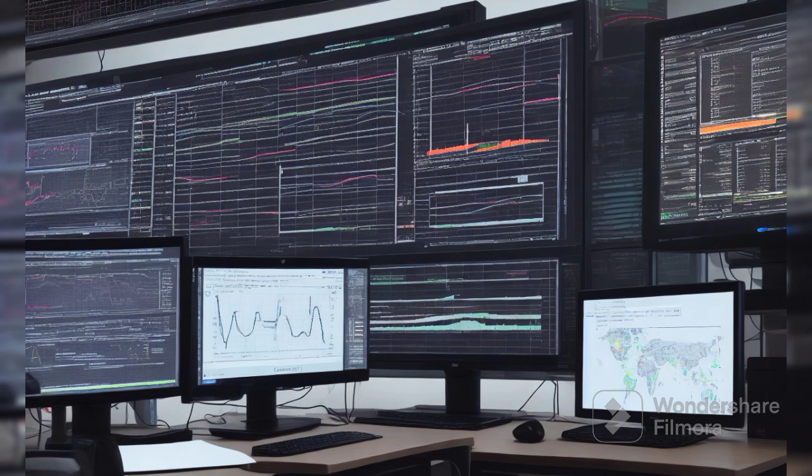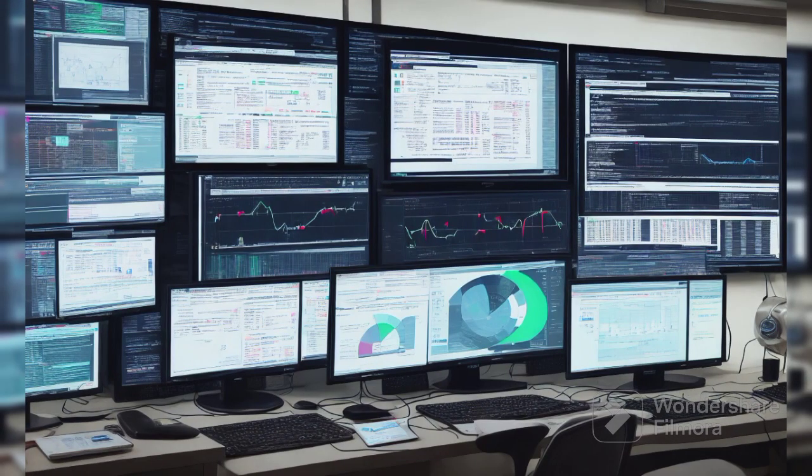Part 4. Virtualization. Virtualization is the process of creating a virtual version of something, such as a computer, operating system, or network. This allows multiple virtual instances to run on a single physical machine, improving efficiency and reducing costs. Virtualization is widely used in cloud computing and data centers.